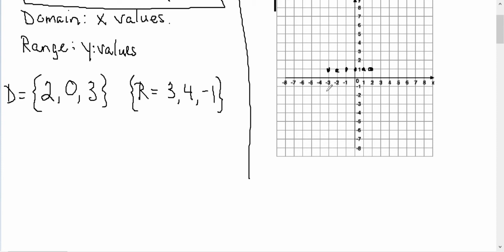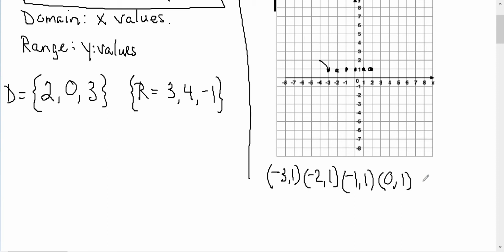So let's say I'm going to name all these points. The first one is negative 3, comma 1, negative 2, comma 1, negative 1, comma 1, 0, comma 1, and what did I say? How about 1, comma 1? And then finally 2, comma 1. Okay, 1, 2, 3, 4, 5, 6 ordered pairs.